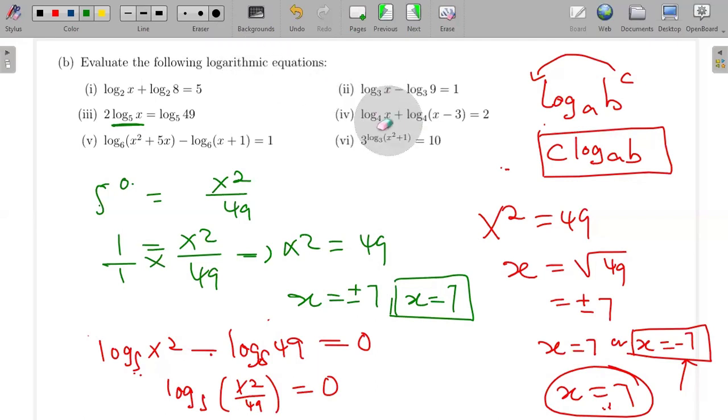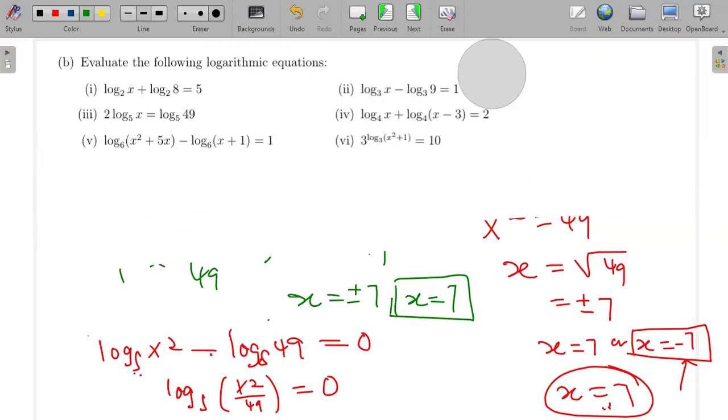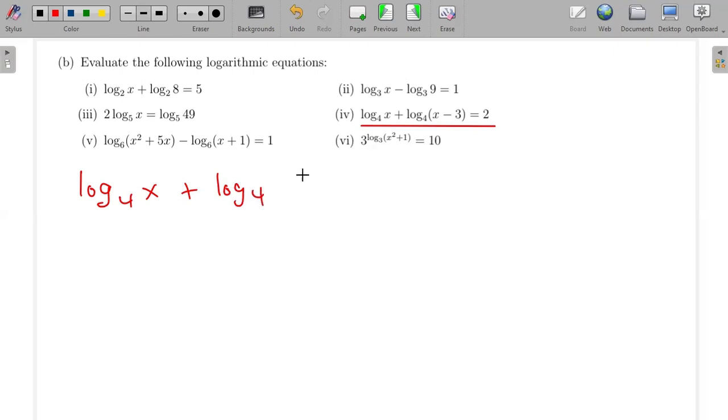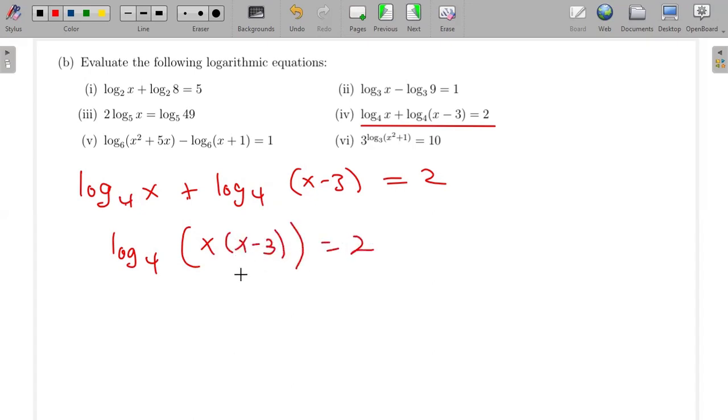Okay, let's solve the fourth one then. Okay, so here we have log base 4 x plus log base 4 x minus 3 is equals to 2. So we are adding and we have the same bases. So this becomes log base 4 of x multiplied by x minus 3 is equals to 2. Change to exponential, we get 4 to the power 2 is equals to x squared minus 3x.